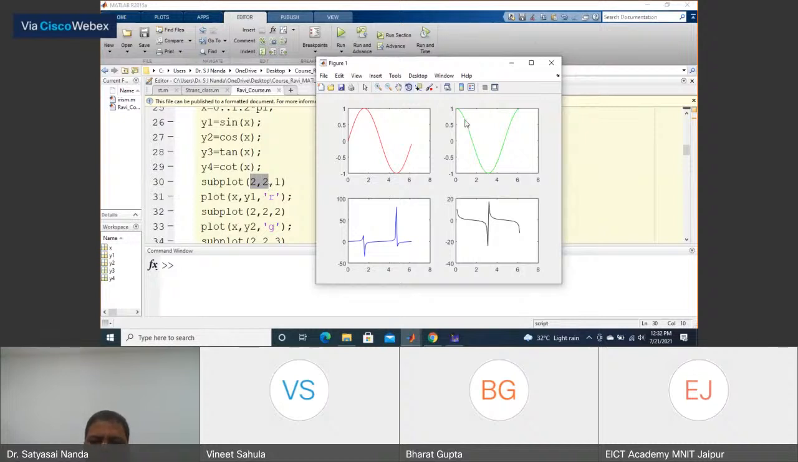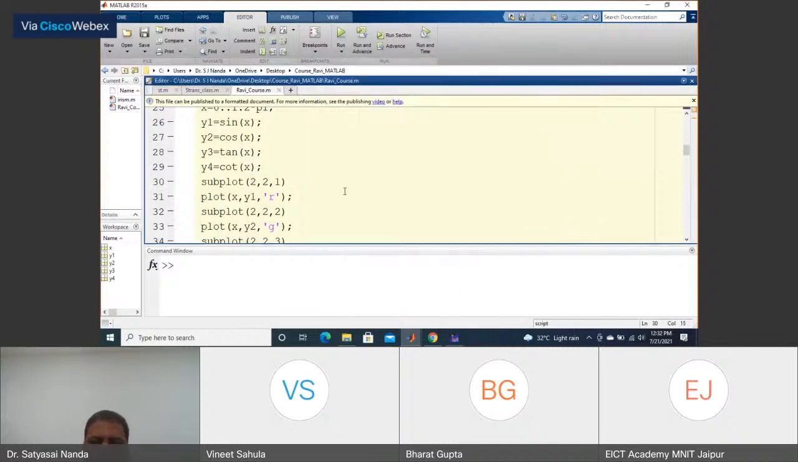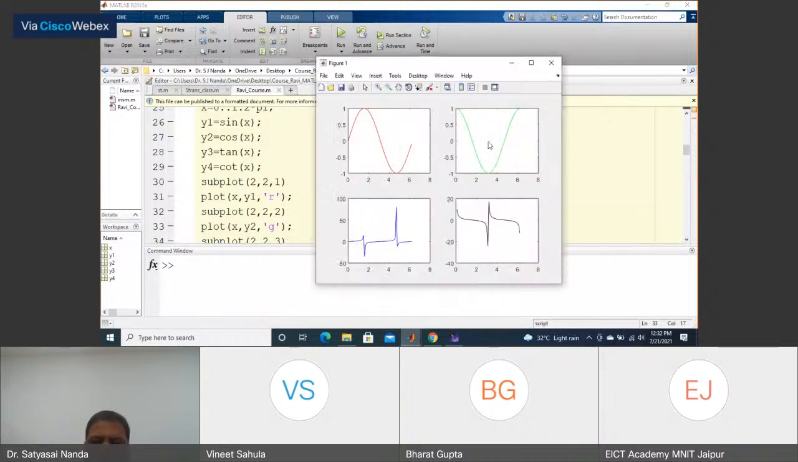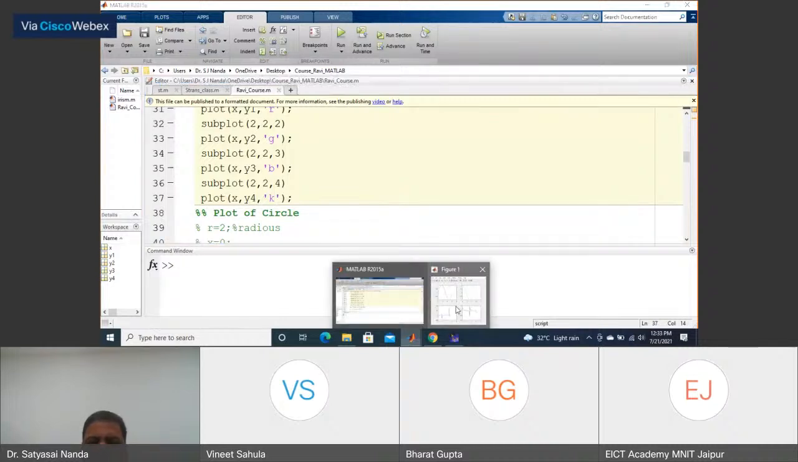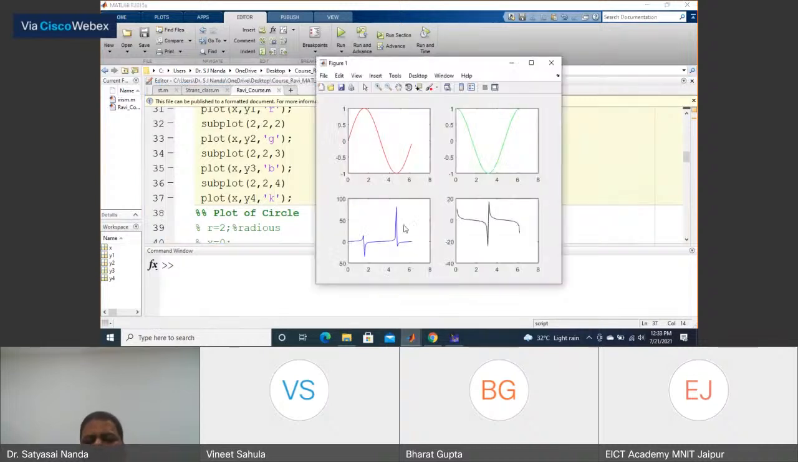So for subplot 2, 2, 1, it is a 2 by 2 matrix, and its first position is for sin x. Then the second position, 2, 2, 2, is for cosine. Then 2, 2, 3 is for tan, that is the blue one over here, and 2, 2, 4 is for cot, that is the black one. So over here you can observe that four different figures have been inserted with the subplot command.